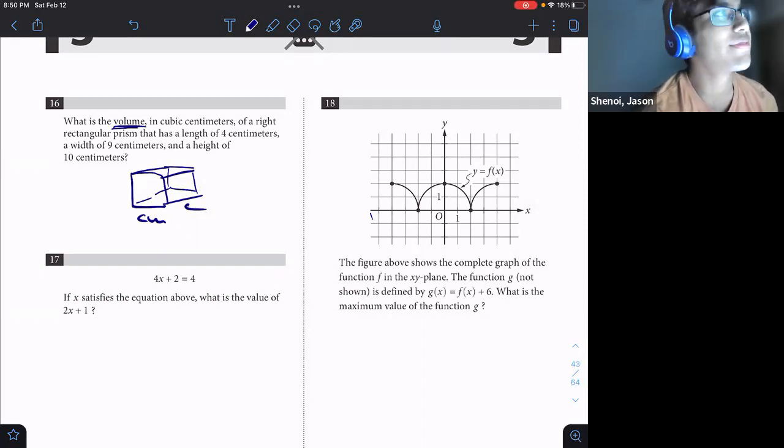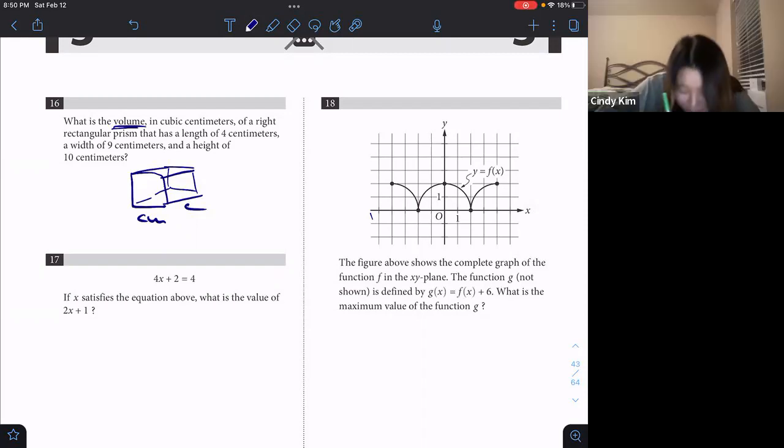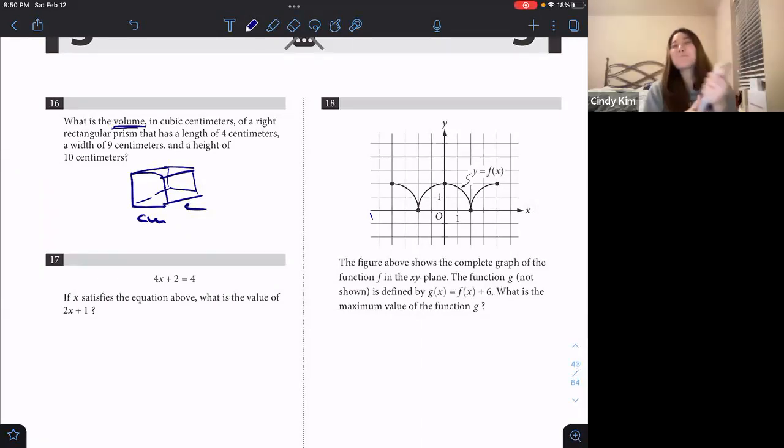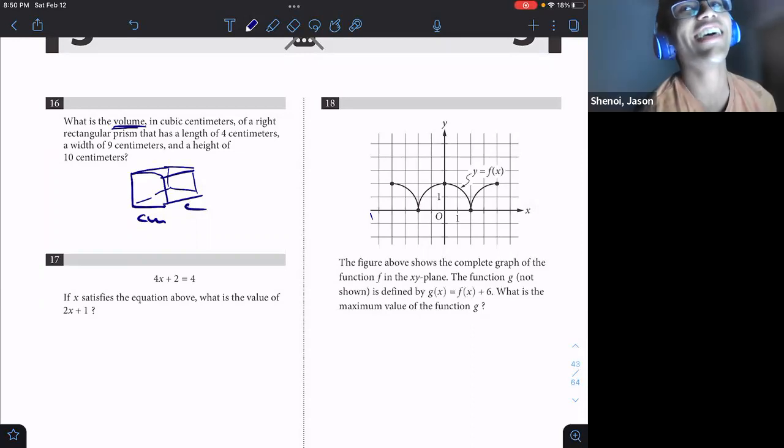Volume is P. What was the formula again? I have a magic book. No, I don't want you looking at the magic booklet. This is a very standard equation that you need to know.